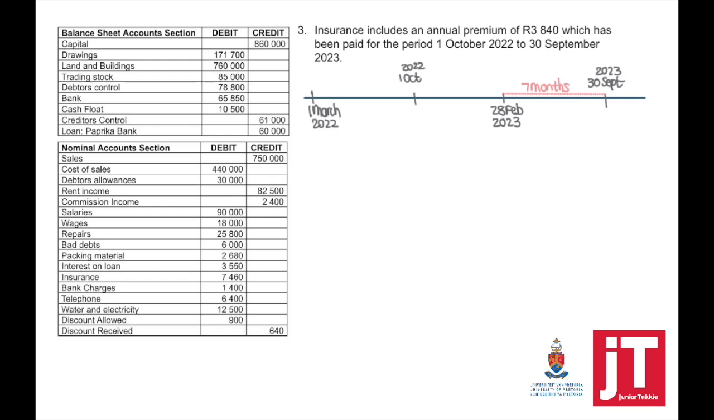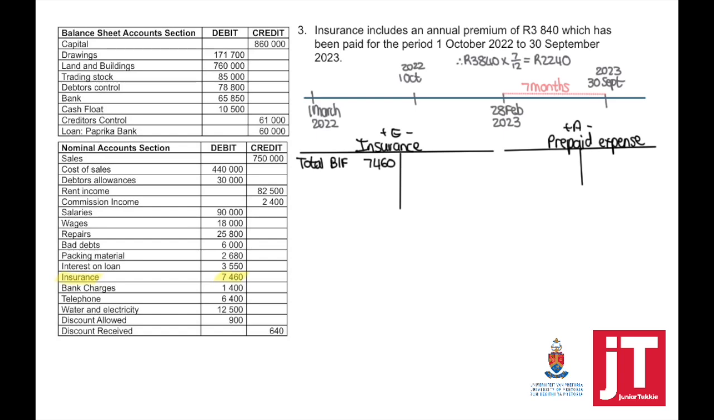Included in that total is an annual premium of 3,840. That's the amount which we need to take and say times 7 divided by 12, which means insurance, it's an expense which has a debit balance. How much must be taken out? Where to? Prepaid expense. It doesn't form part of my expense for this accounting period. It will only in the next accounting period. Insurance credited, prepaid expense debited.